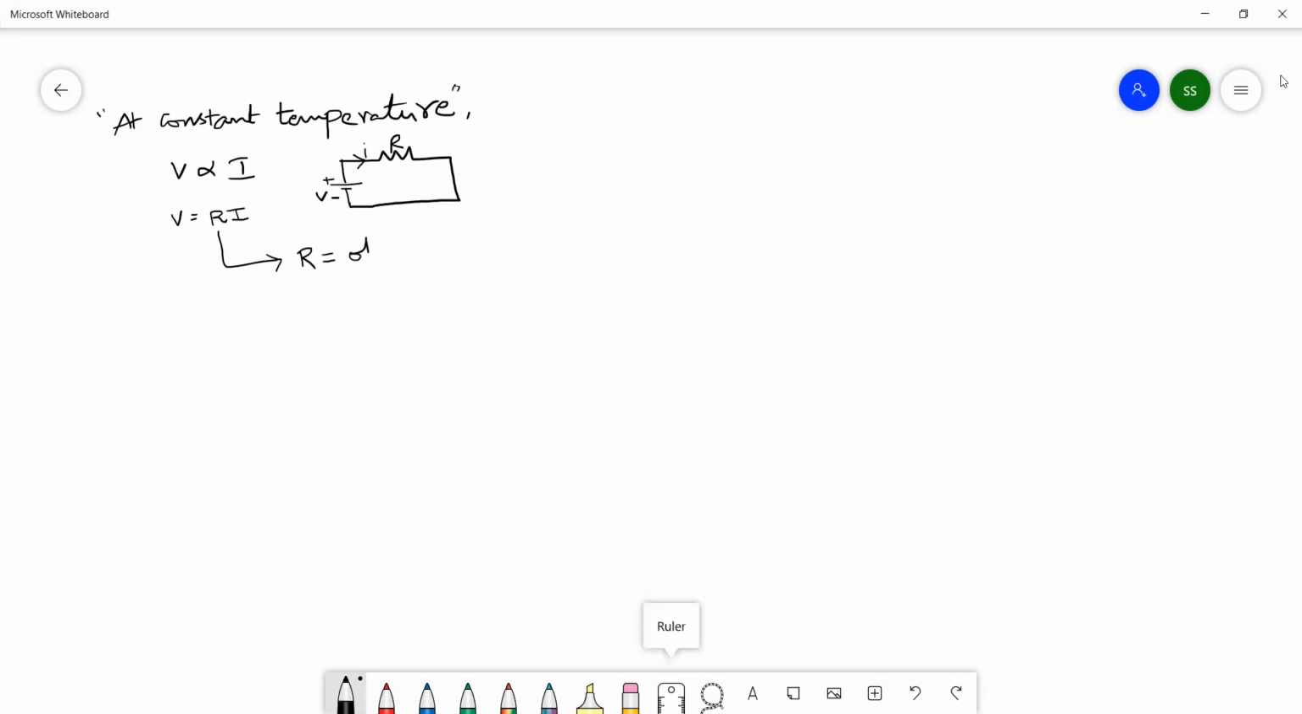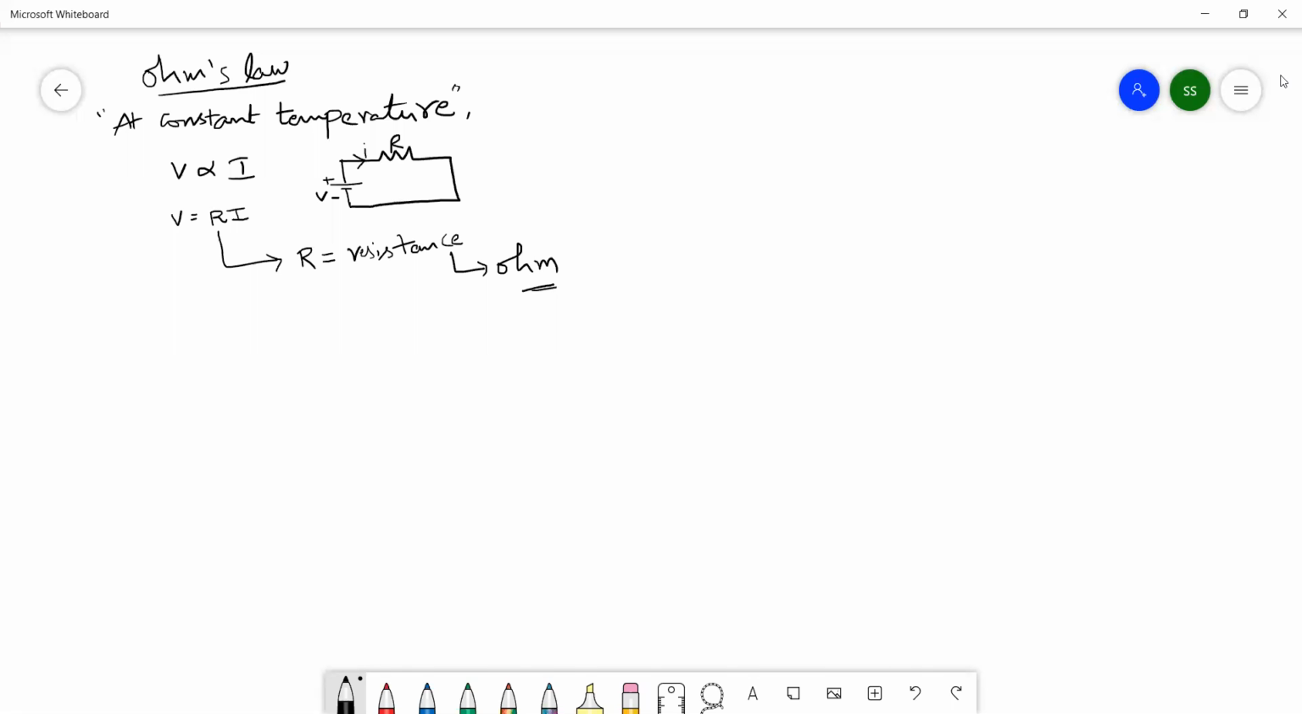What is R? Resistance. And what are the units for resistance? Ohms. Because of the scientist who gave this statement, Ohm, we give the unit of this resistance as ohm, the name of the scientist.